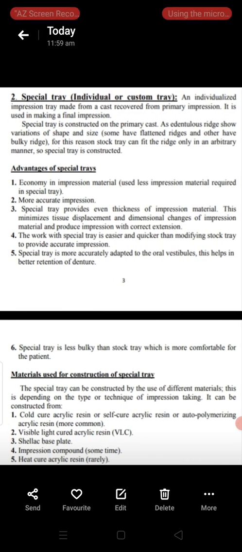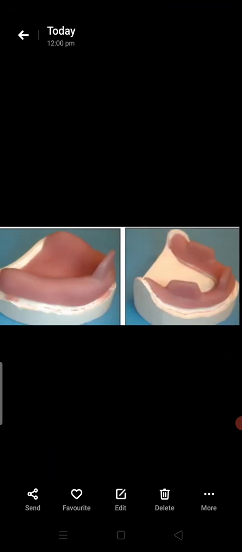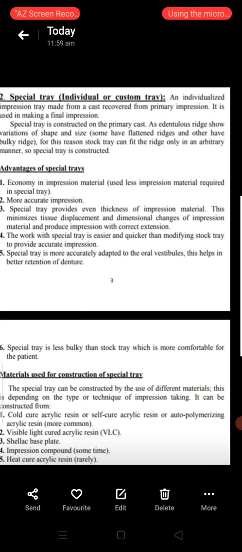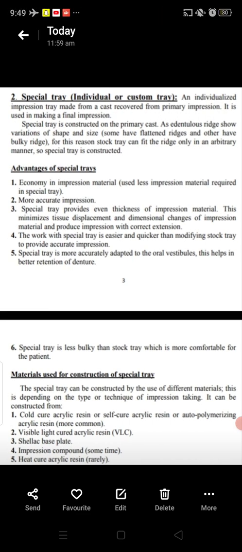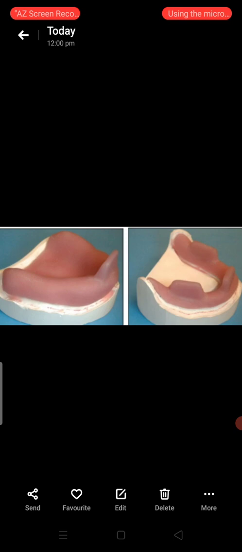Third is the shellac base plate. This is a shellac base plate which is white in color. Next is impression compound. Sometimes we make it from impression compound, which is also red in color. Next is heat cure acrylic resin. Most commonly it is made from self-cure acrylic resin, sometimes from impression compound, and very rarely from heat cure acrylic resin. In the first diagram this is a maxillary arch, and in the second there is a mandibular arch.